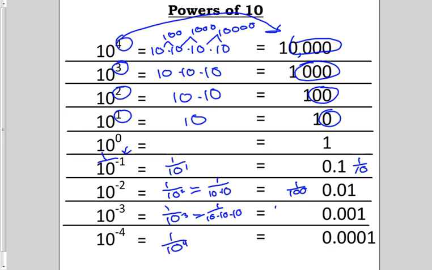10 to the negative 4, we have 1 over 10 to the 4th power, and we're just going to do that 10 times 10 times 10 times 10, 10 to the 4th power, add 4 zeros, 1 over 10,000, and sure enough, this decimal is 1/10,000th. All right, let's move on.